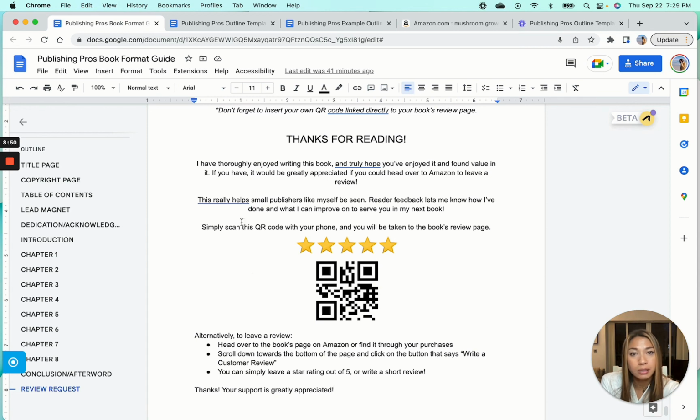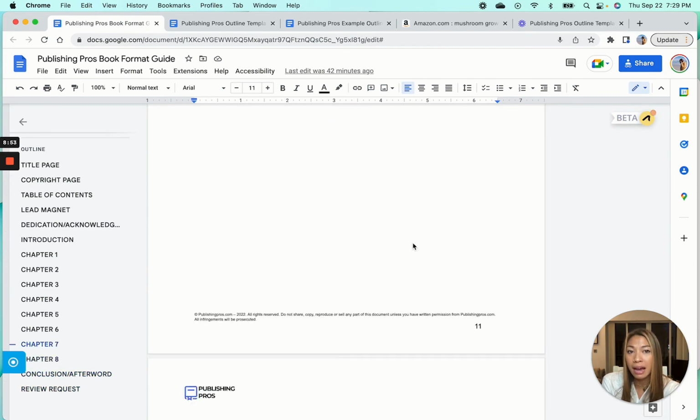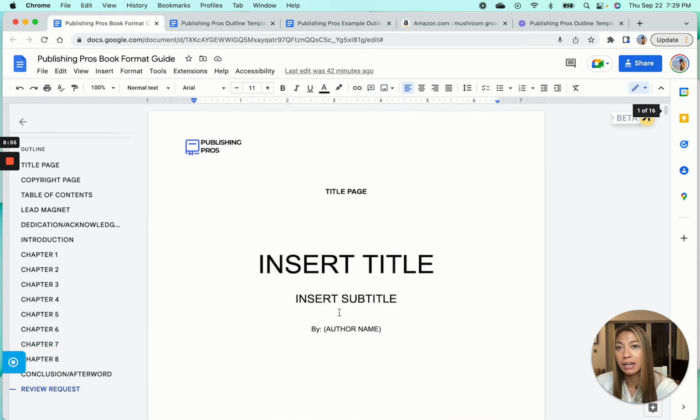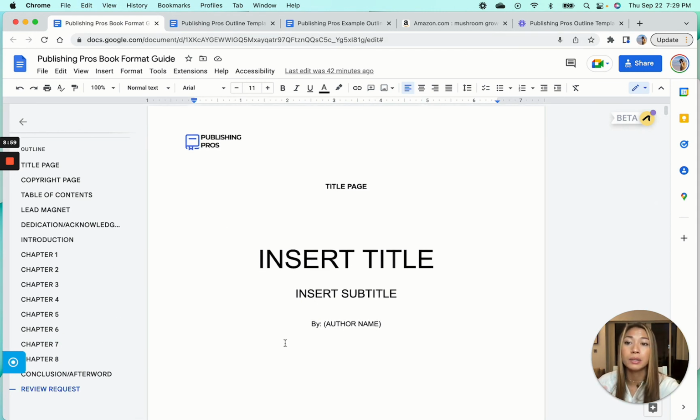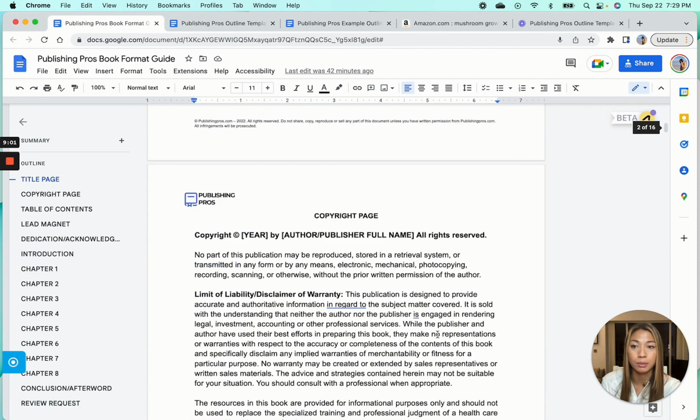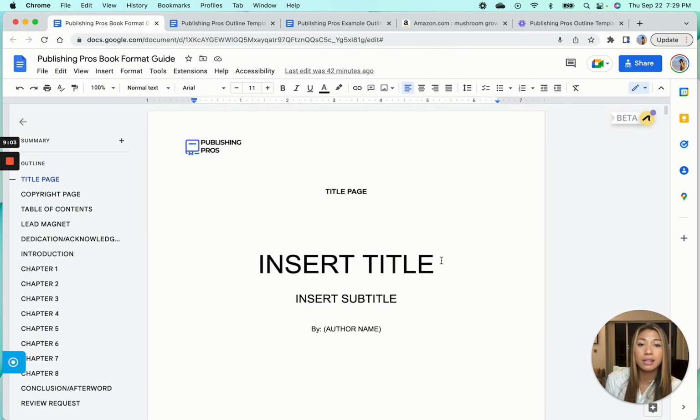But those are basically the two templates: the template for outlining for your ghostwriter, as well as the outline of your actual book and the format of your book as a whole once you have the manuscript back. So hopefully that was helpful, guys. In the next video, we're going to be taking you through how to actually hire a ghostwriter and get this outline sent off to them to get an amazing manuscript back.